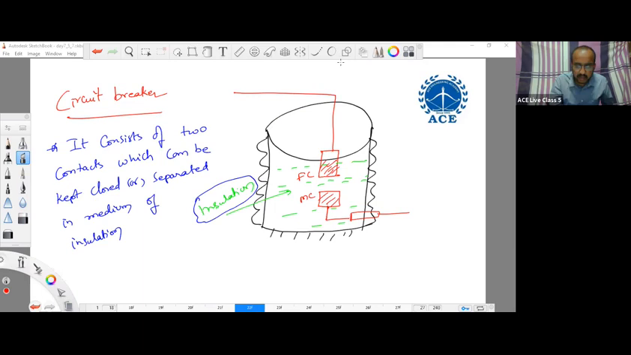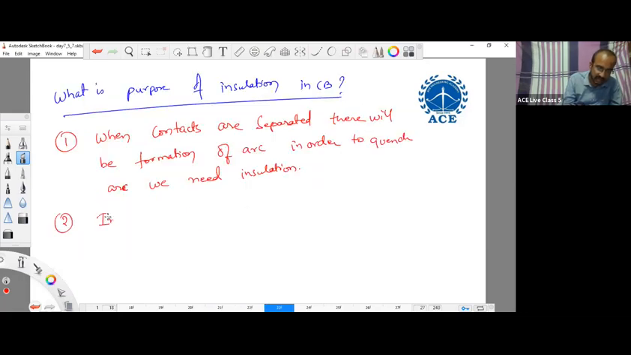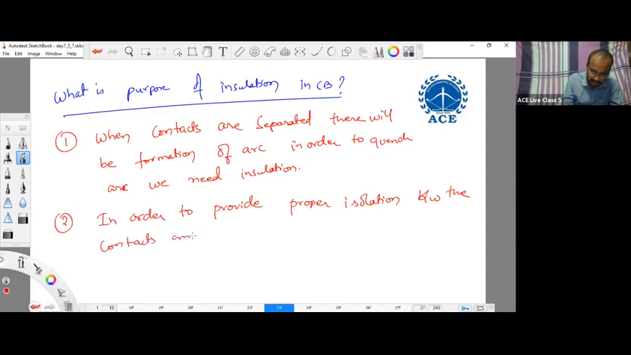Operating voltages are very high. In order to provide proper isolation between the contacts and ground, we require what? Insulation. The second reason why we require insulation is to provide proper isolation between the contacts and ground. We need insulation for this purpose.